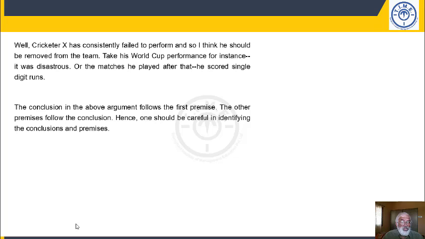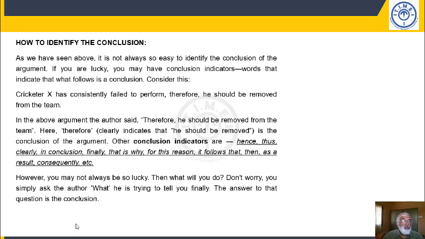So this only goes to demonstrate that there is no standard format in which to deliver an argument. Conclusions and premises are not necessarily put in a certain order. You have to recognize them from what they prompt in your head as recognition. So you should be careful in identifying them. How do you do that?